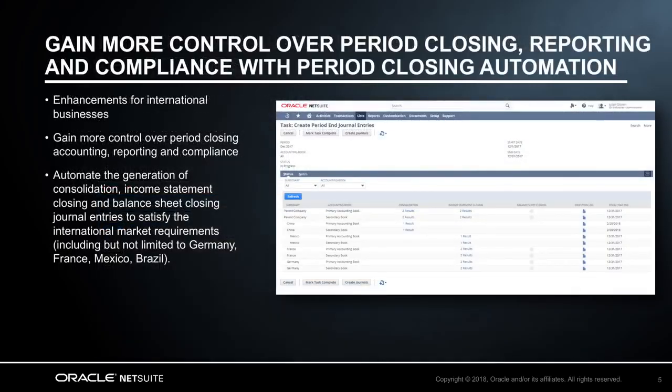In Release 18.2, NetSuite has provided further enhancements for global businesses. You can now automate the generation of consolidation, income statement closing, and balance sheet closing journal entries to satisfy international market requirements, including, but not limited to, Germany, France, Mexico, and Brazil. But this capability is also equally consumable in any business. Period End Journals enables users to post period end journals to record consolidation and year-end closing journals, and run certain financial reports that reflect these transactions.